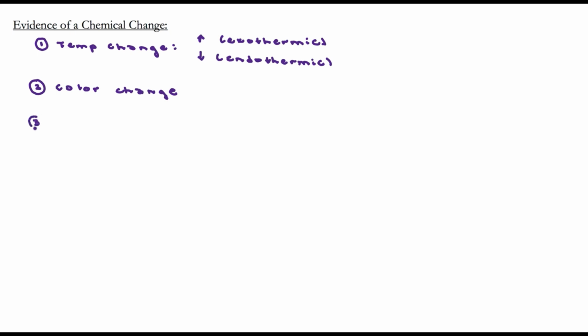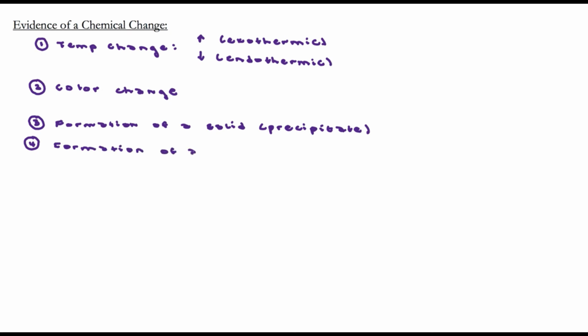The third evidence is the formation of a solid. And we call that solid a precipitate. So if you have 2 solutions that are being combined together and all of a sudden a solid forms, a precipitate forms, we know that a chemical reaction or a chemical change occurred. And the fourth evidence of a chemical change is the formation of a gas. And if that occurs in a solution, what you would see with your eyeballs is you would see bubbles forming.